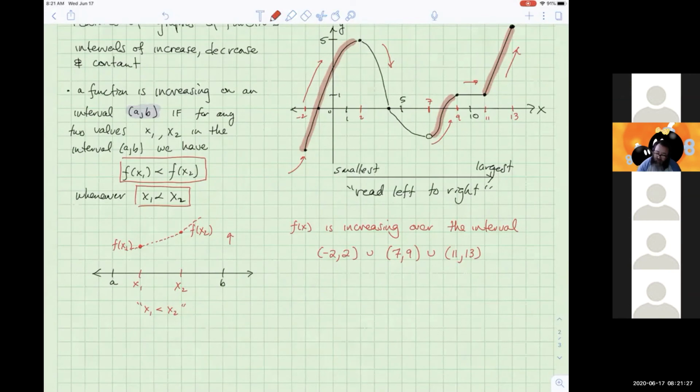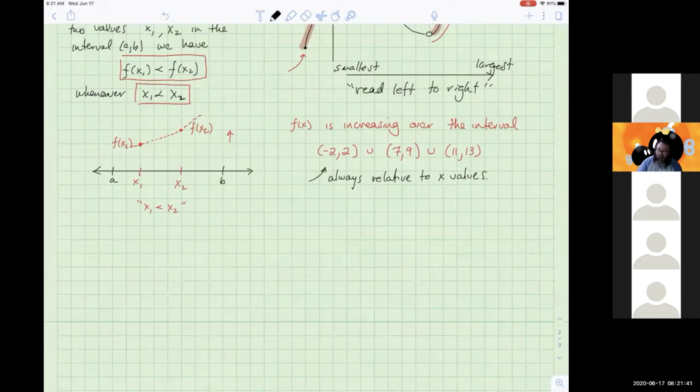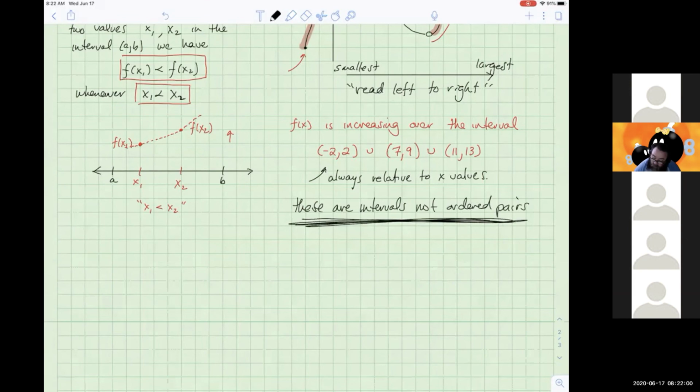So this is always relative to x values. Now I'm going to say this again, and I said it before a couple of days ago, or maybe Monday. Do not confuse open intervals with ordered pairs. These are not ordered pairs. These are intervals, not ordered pairs. So be careful about how you interpret that. You got to make sure you get that information straight in your head.